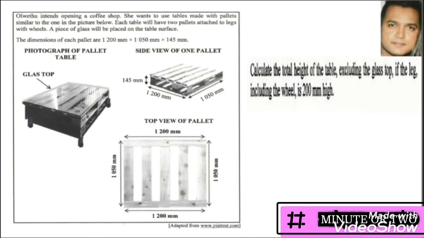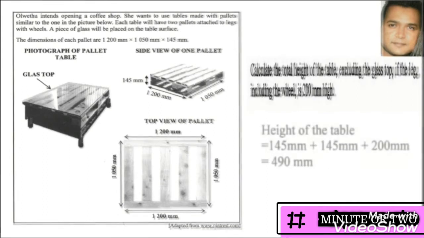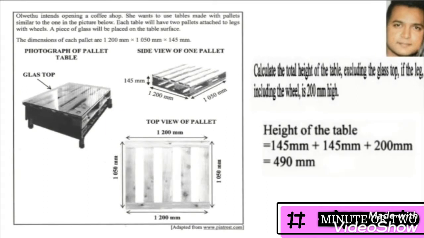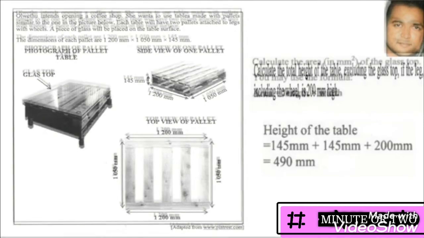Calculate the length of the table excluding the glass top if the leg including the wheel is 200 millimeters high. From our information, we know that the pallets are 145 millimeters each. So we know that we are also using 2 pallets, so we have to say 145 plus 145. Further to that, in our question, they've given us information that the leg, including the wheel, is 200 millimeters. So we add those 3 amounts and we arrive at 490 millimeters.